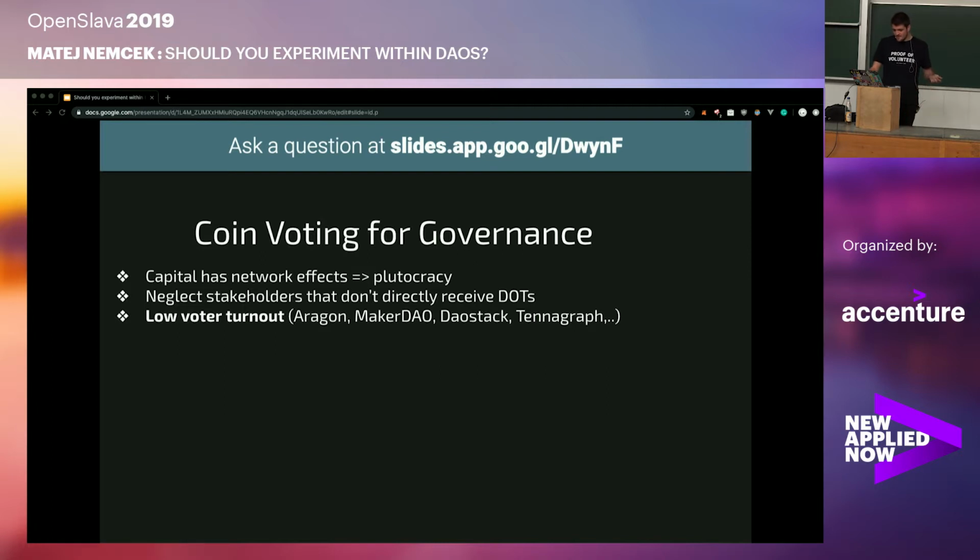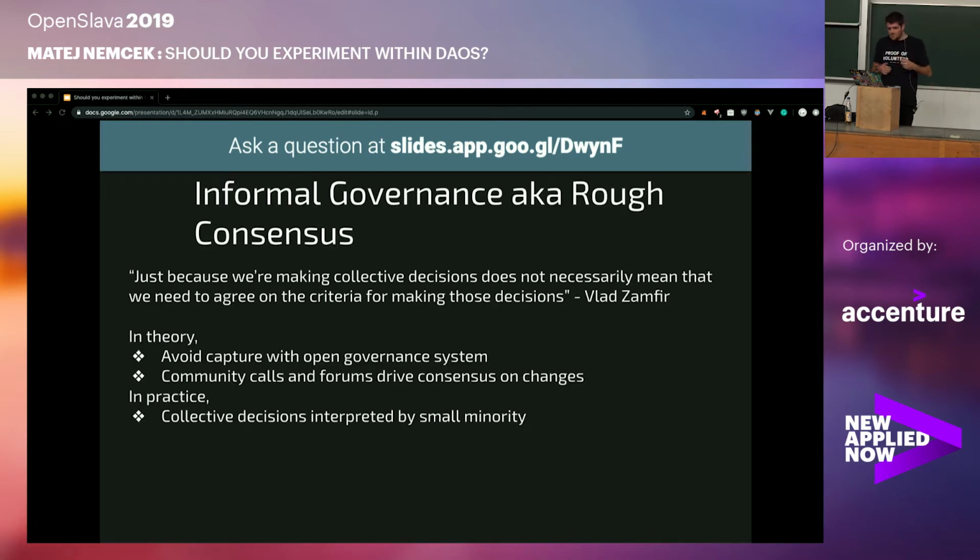In Polkadot we have so-called informal governance, rough consensus, and you may know Vlad Zamfir for his quote, where he says that you should stay undefined, because the whole network will be controlled by a very small minority.